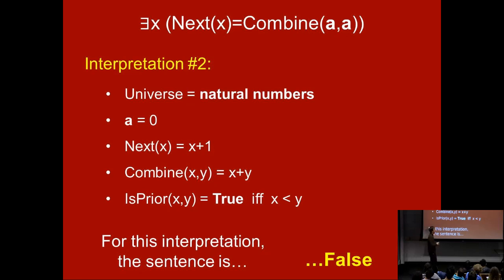Here's one more example. It's almost the same interpretation, but now the universe is the natural numbers. Is it true or false now? Yeah, I'm getting some votes. It's false now because the only x that could work here is -1, but that's not in the universe anymore. That's no longer a valid object. So with this interpretation, it's false again.